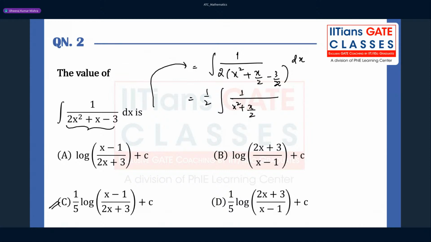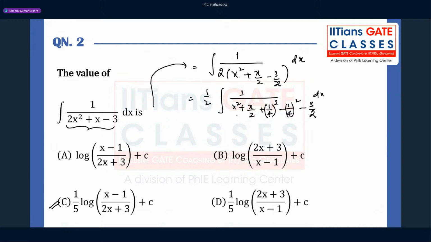So if you compare with 2ab, 2ab equal to x by 2, you will get to know that b is going to be 1 by 4, right? So 1 by 4 is square, you will get x by 2. a is nothing but x only. So x plus 1 by 4 whole square. Then you have to again subtract one more 1 by 4 here, because you are adding, so you have to subtract, and this is nothing but 3 by 2, right?